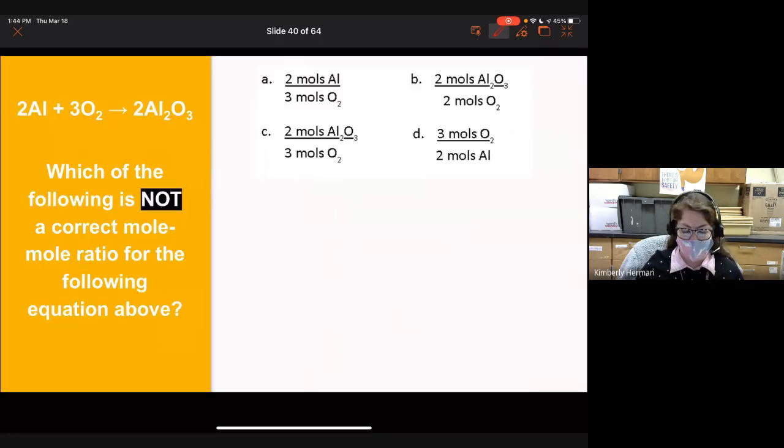It's up to you. So if we look at our first one, we're going to start with the newest stuff first and put our old stuff of chemical reactions at the end. So it says, which of the following is not a correct mole-to-mole ratio for the following equation above?